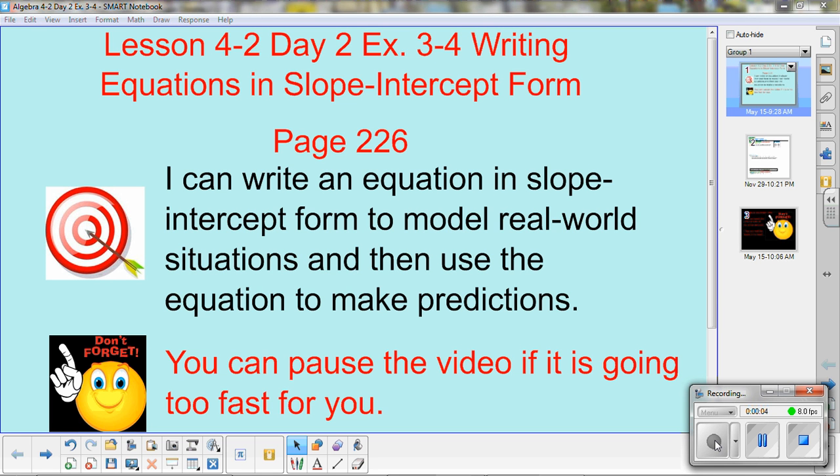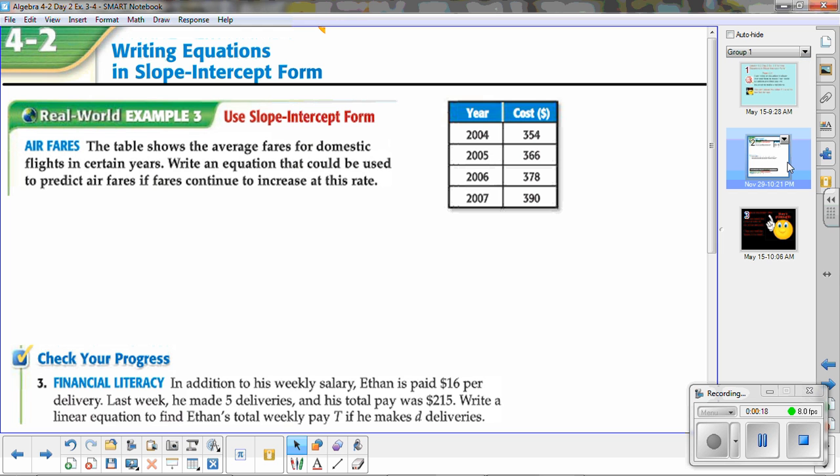In Lesson 4.2, Day 2, Examples 3 and 4, Writing Equations in Slope-Intercept Form, you will be writing an equation in slope-intercept form to model real-world situations and then use the equation to make predictions. Example 3 says the table shows the average fares for domestic flights in certain years. Write an equation that could be used to predict airfares if fares continue to increase at this rate.